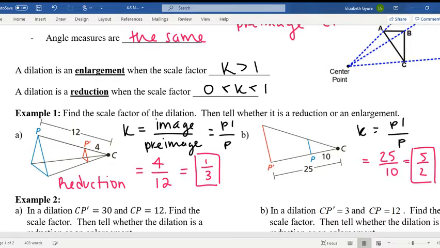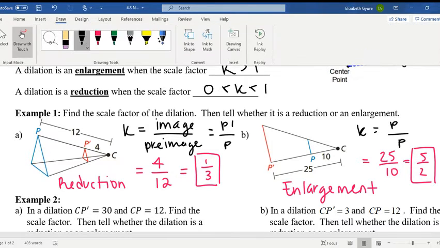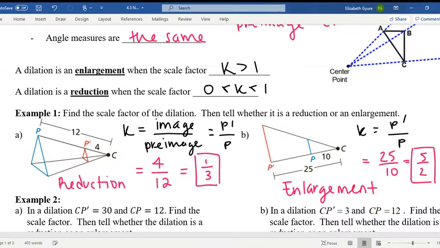Now, 5 over 2, is 5 over 2 greater than 1 or between 0 and 1? Greater than 1. So is this an enlargement or a reduction? Enlargement. Good. Is that P at the top prime? For which one, Gannon? For part B? Yeah, I just put a giant dash there. So this should be P prime over P.